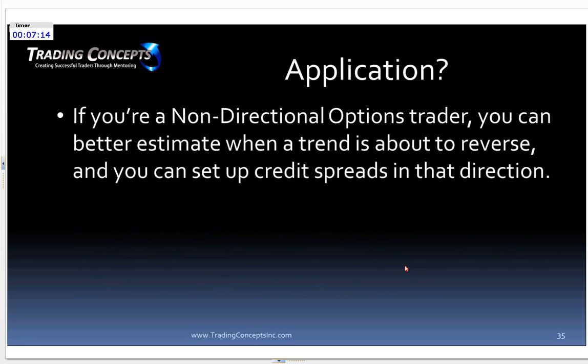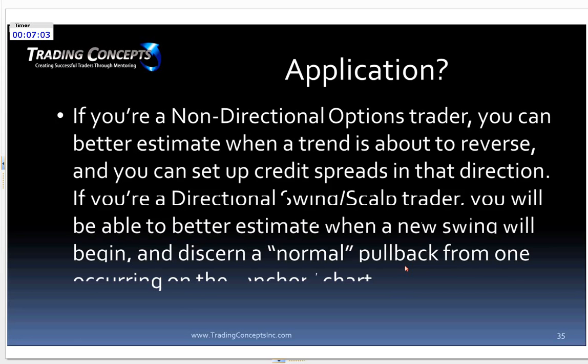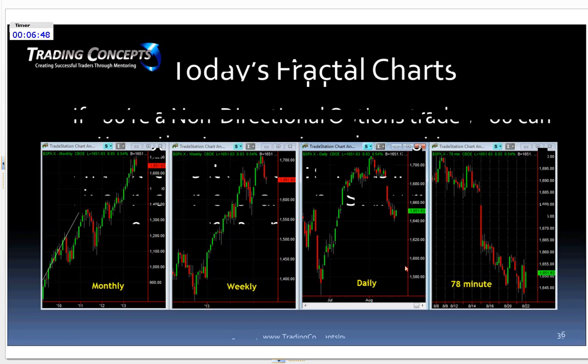So an application of this, if you want to know how to apply it, if you're a non-directional options trader like myself that does iron condors, things like that, you can better estimate when a trend is about to give up the ghost and reverse, and I can set up credit spreads in that direction with a high probability. I can fade that move more accurately. Or if you're a directional swing trader or a scalp trader, you'll be able to better estimate when a new swing will begin, and you'll be able to discern a normal pullback from one that's occurring at a larger time frame chart.